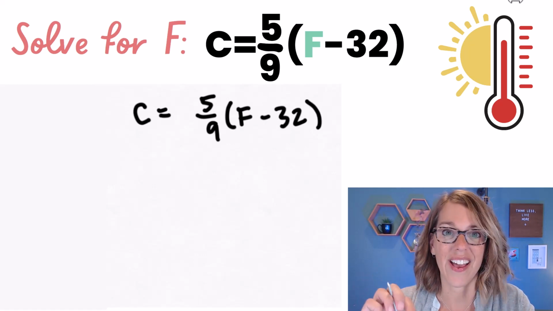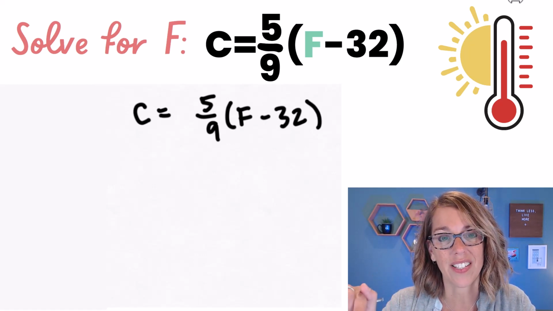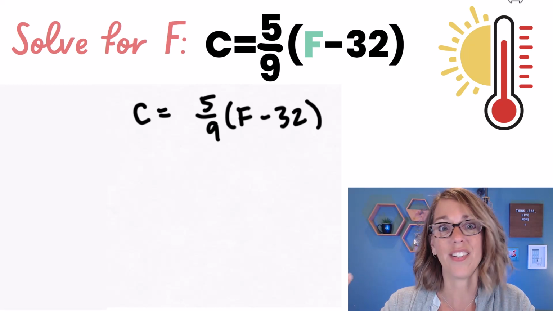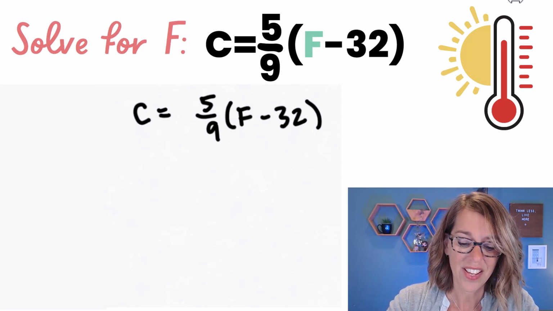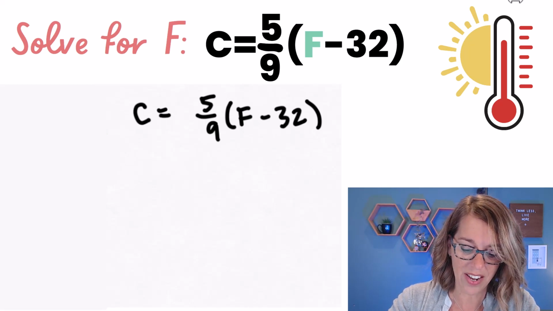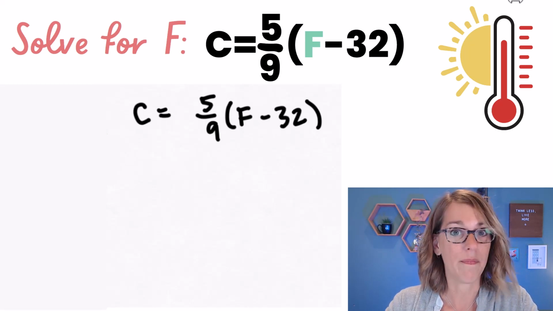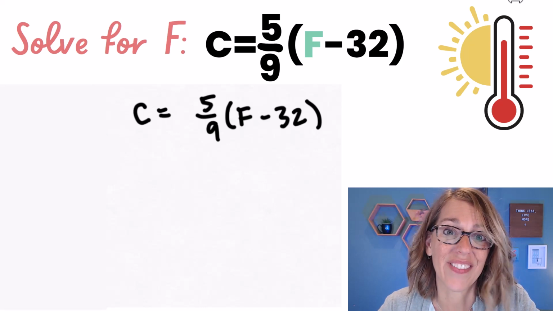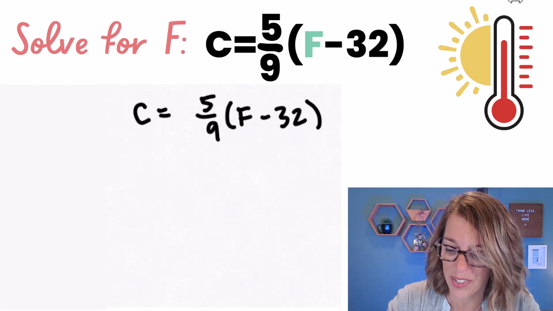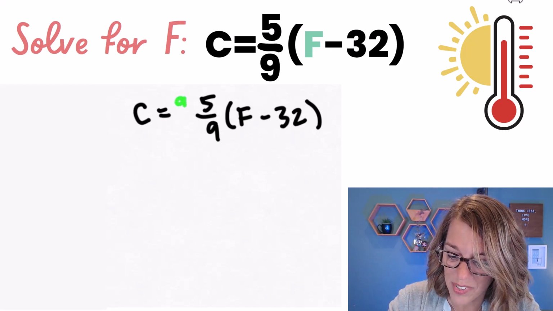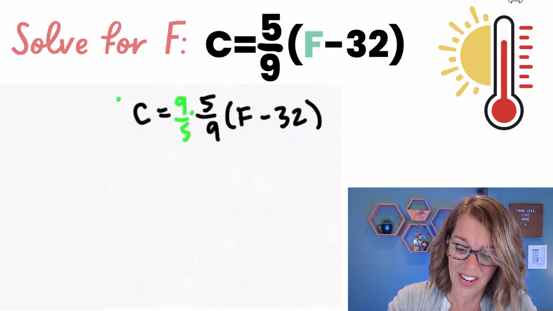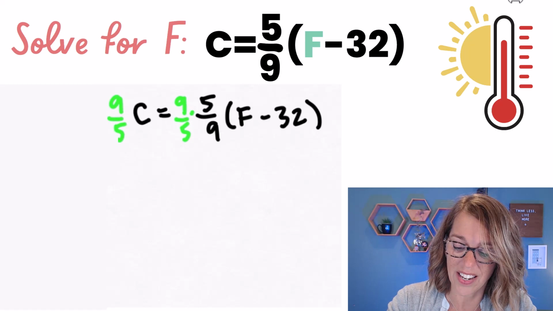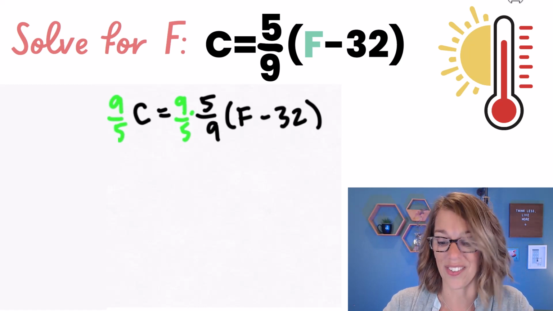Now, instead of distributing that 5/9 through, remember our goal is to undo everything that happened to the F to get it by itself. So instead, I am going to go ahead and multiply by 9/5. So I'm going to multiply by that reciprocal so I can cancel. So I'm going to multiply by 9/5. I'm going to do that on the right side. And of course, whatever I do to the right side, I need to do to the left side as well.